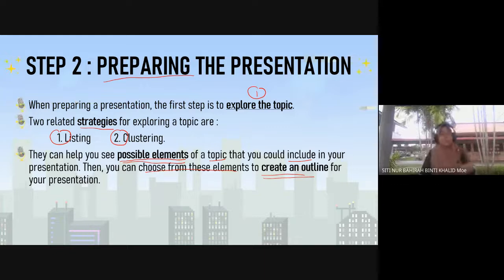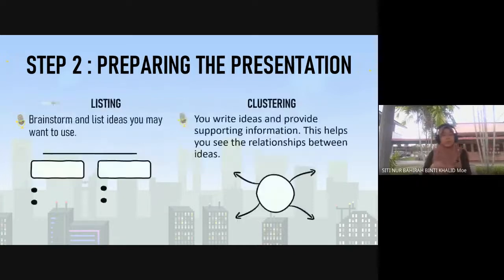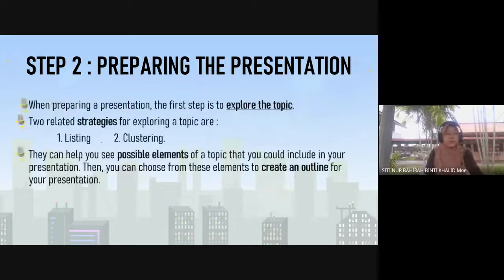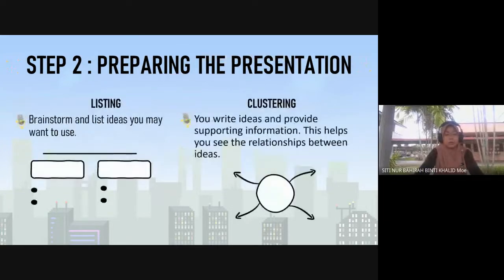Okay, so after you have explored the topic and you do your research, then you can choose what you want to include and you can create the outline like we learned in the previous topic. Okay, so now let's look at listing and clustering. So this is the method that we talk about, the 2 strategies here. Okay, so the 2 strategies here is listing and clustering. So, what is the difference between listing and clustering?